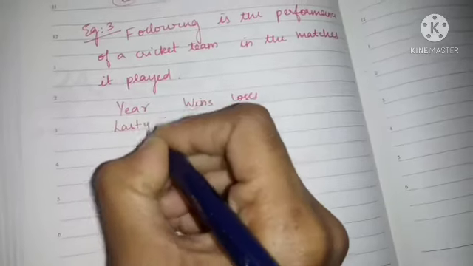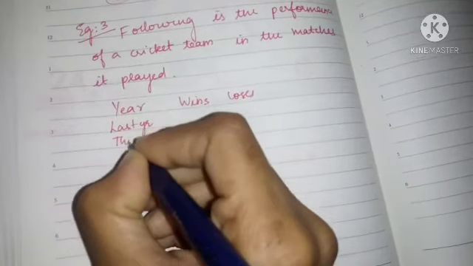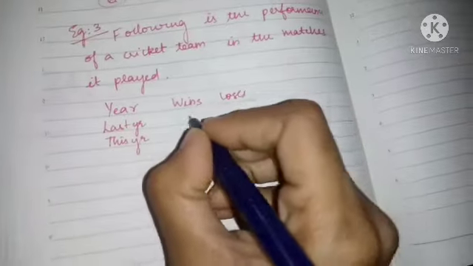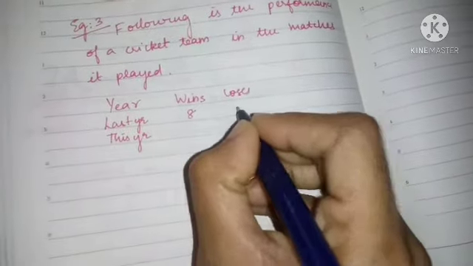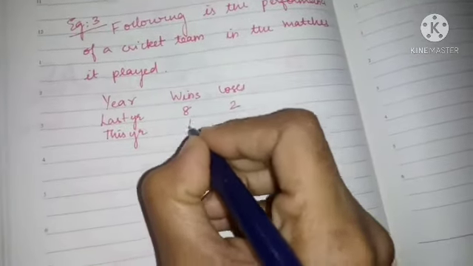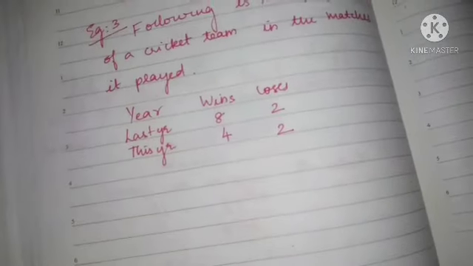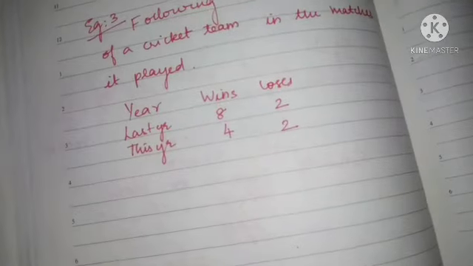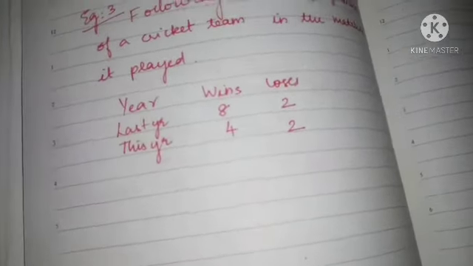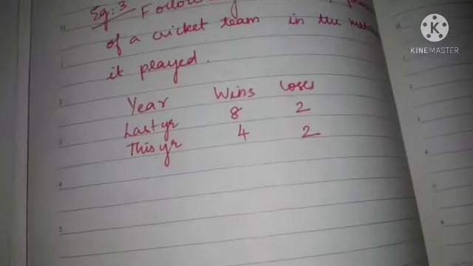Last year, this year. Last year, how many matches did they win? 8, losses 2. This year, 4, losses 2. In which year was the record better? How can you say? Now they are asking in which year we got better performance.